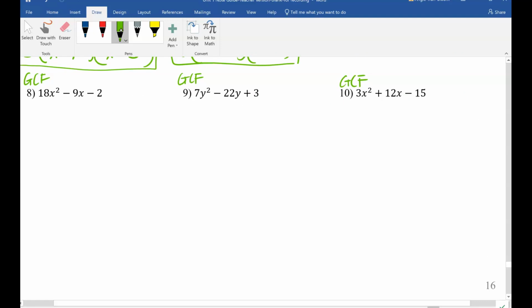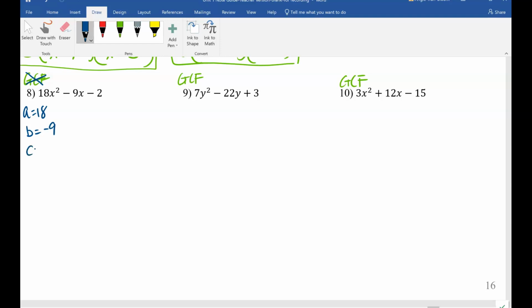GCF, 18x squared. So 18, negative 9, and negative 2, we don't have anything in common. X squared and x and no x again, so no GCF. None and none. Okay, so A is 18, B is negative 9, C is negative 2. On top, A times C. That's going to be negative 36, so it's 18 times negative 2. Then this is negative 9.